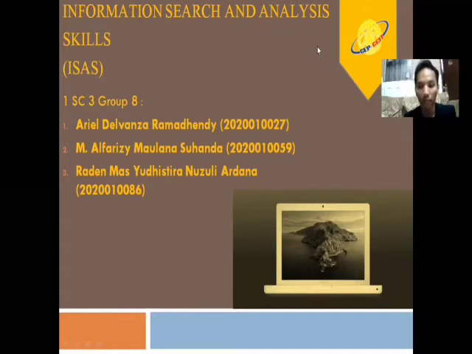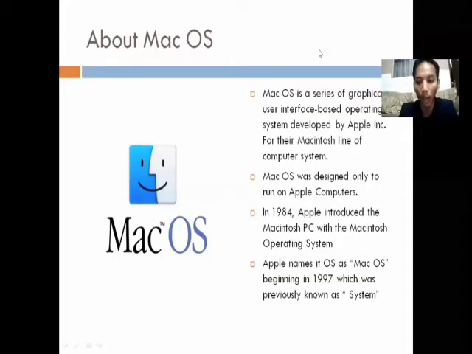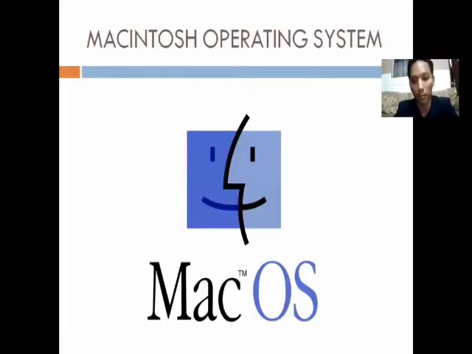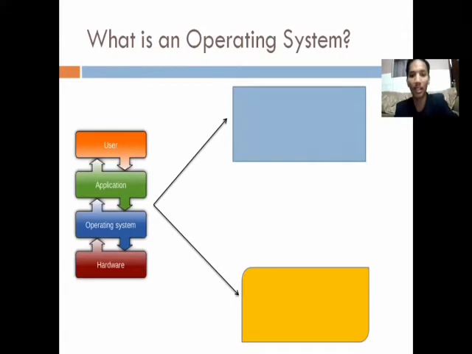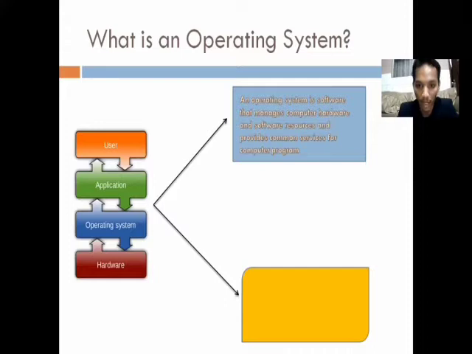In this opportunity, I would like to present to you about the Macintosh operating system in terms of information search and analysis skills. Currently, I would like to present what the Macintosh operating system is, and what an operating system is in general. Before we get deep into the Macintosh operating system, we have to know what an operating system is. An operating system is software that manages computer hardware and software resources and provides common services for computer programs.